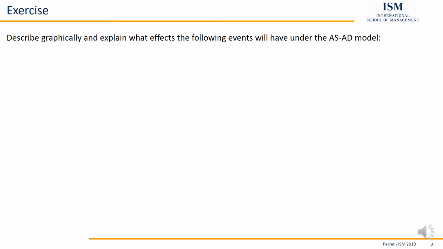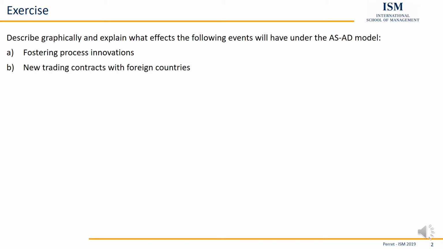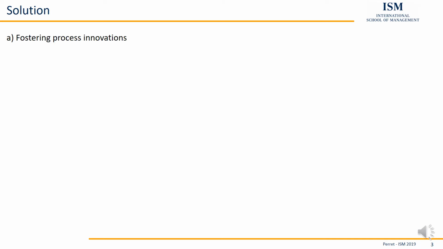In particular, we're going to take a look at how three different economic events can be graphically represented via the AS-AD model. The three parts we're going to talk about are, first off, what happens if we foster process innovations. What happens if new trading contracts with foreign countries are actually signed? And third, what happens if the money supply is increased? Let's tackle those three parts step by step and start with the process innovations.